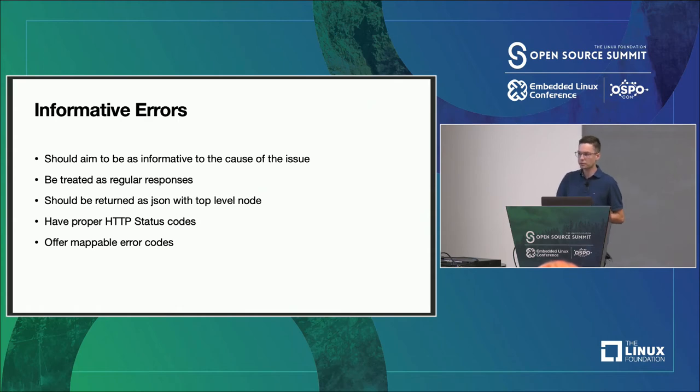With any error you have in your API, you should try to document it and be transparent with those errors, as they are valid fields within your API. So they should be informative to the issue. You should treat them as regular responses. They should be returned with top level nodes, usually with errors or whatever you want to define there. Make sure you use proper HTTP codes. And another thing you may want to do is mappable error codes, and we'll get into that.